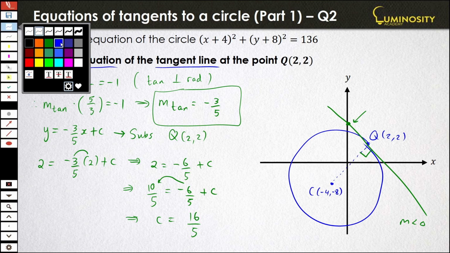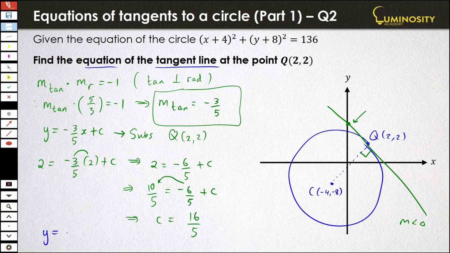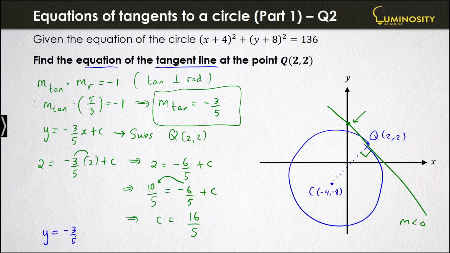So, therefore, we have that the equation of the tangent line is given by y = −3/5 x + 16/5. And that is the equation of this tangent line at that point.